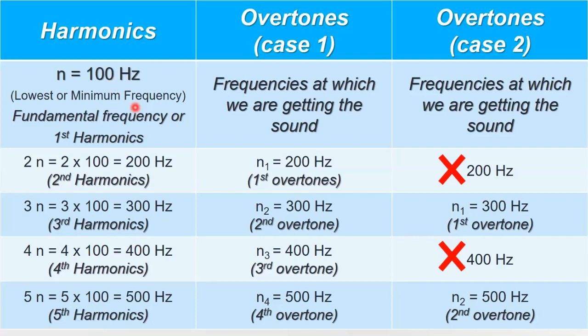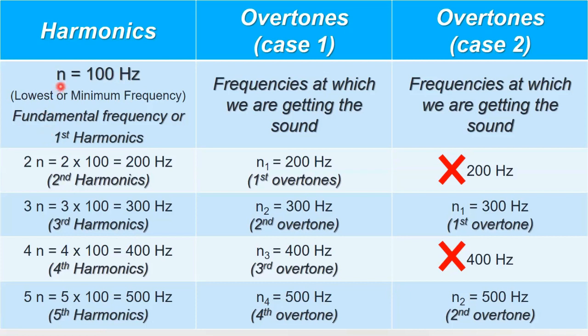So what is harmonic? Harmonic is the lowest frequency which we are getting in a given sound. If it is the lowest frequency, then it is called the fundamental frequency, and this N is multiplied by 1. So we will call it the first harmonic. The lowest frequency is called the first harmonic.